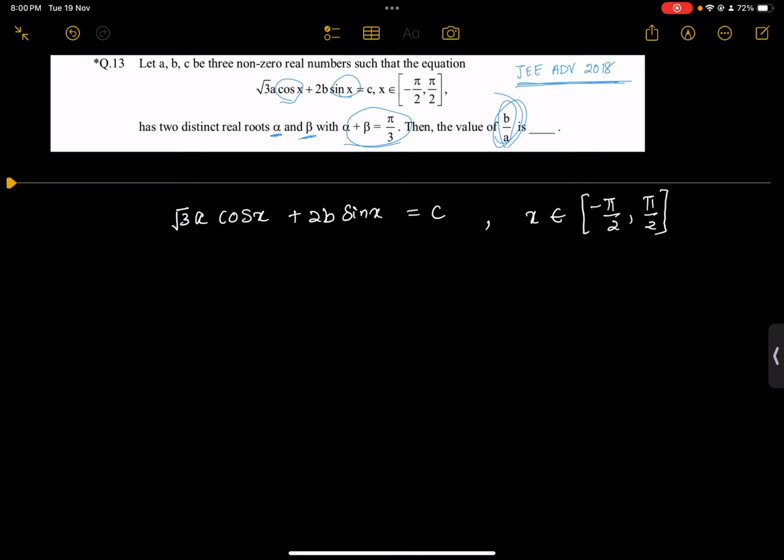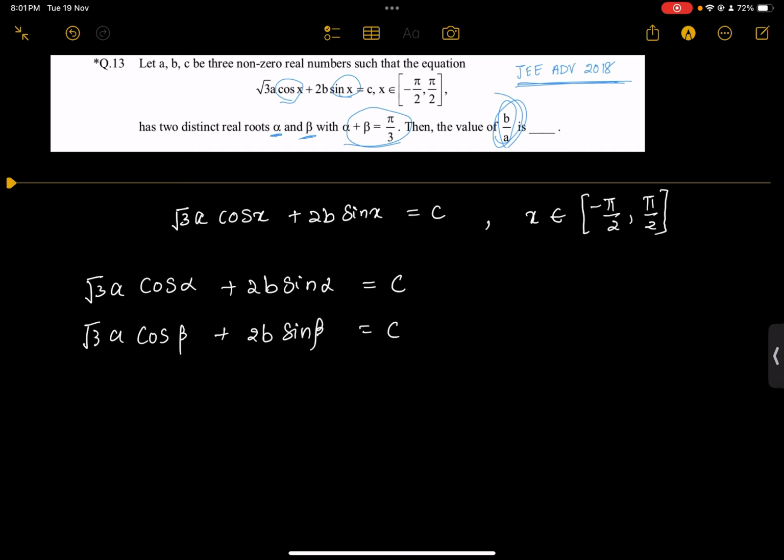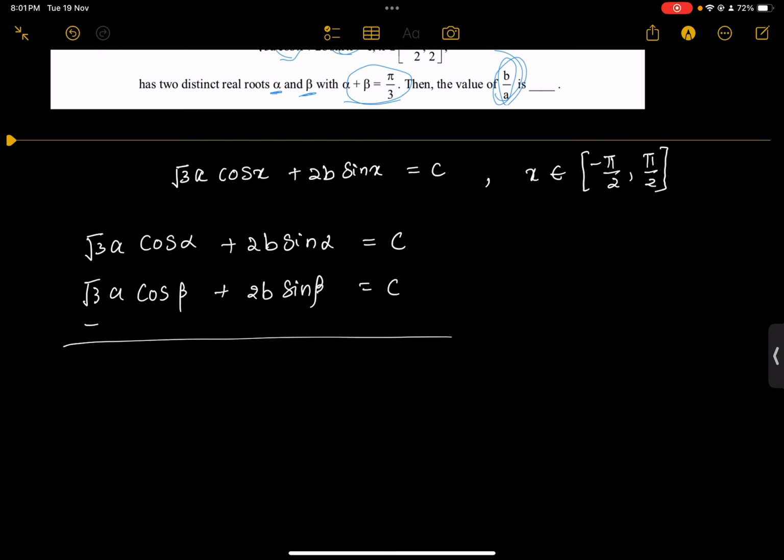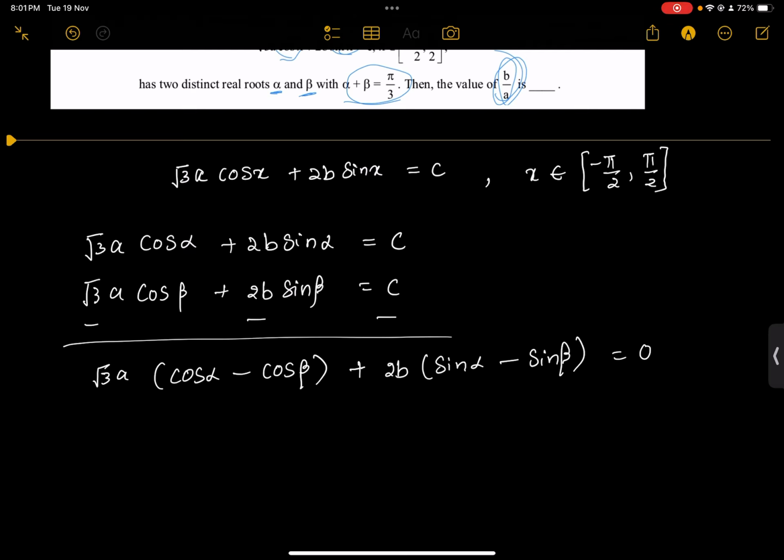Okay, so alpha is a root of this equation, so let us substitute alpha and beta into the equation. Root 3a cos alpha plus 2b sin alpha is equal to c, and similarly root 3a cos beta plus 2b sin beta is equal to c. Subtract these equations. So this will be root 3a times (cos alpha minus cos beta) plus 2b times (sin alpha minus sin beta) is equal to 0.